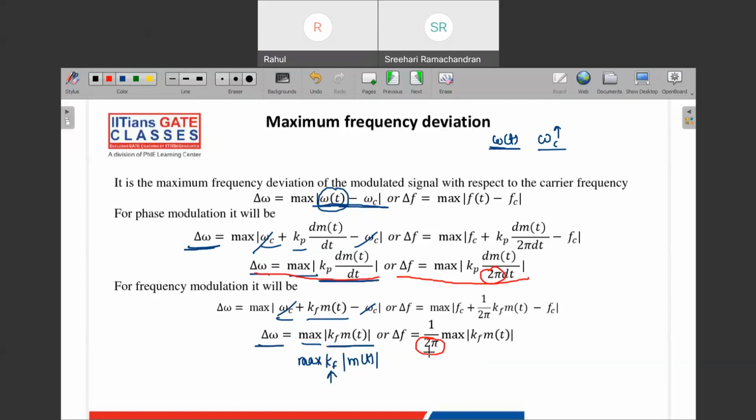Now in the case of phase modulation, the maximum frequency deviation depends upon the derivative of mt. In the case of frequency modulation, the maximum frequency deviation depends on the absolute value of the message. So when the absolute value of the message is maximum, at that point of time we get the maximum frequency deviation. In phase modulation, when the derivative is the maximum, at that point of time we get the maximum frequency deviation.